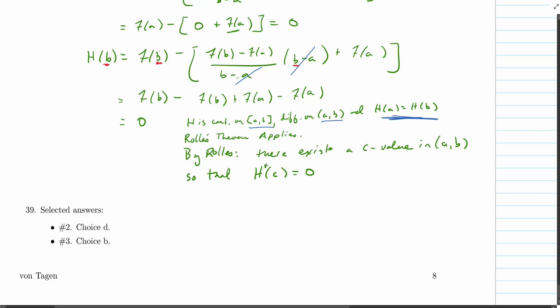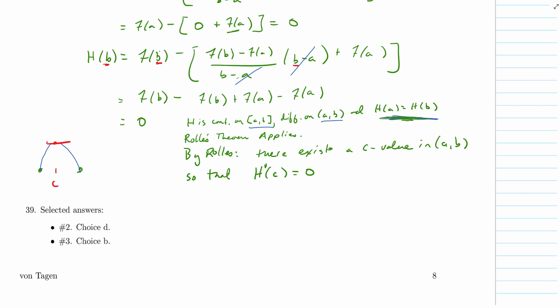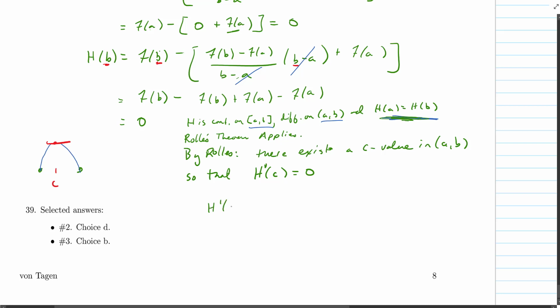That is, Rolle's theorem said as long as you meet these conditions, with the heavy condition being that the two endpoints equal each other, there's no way to go from here to here in a continuous and differentiable manner without having at least some point where the derivative is 0. And that would be that c value that we could plug into the function. So we're going to take that c value. We know that h prime of c is equal to 0.